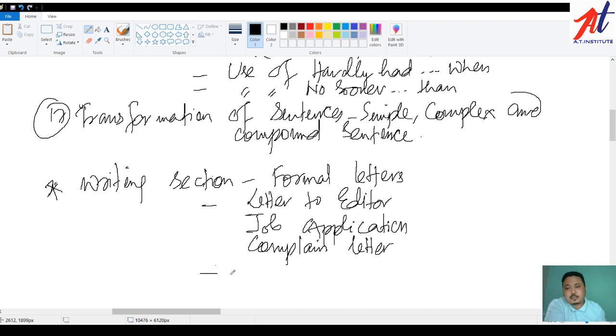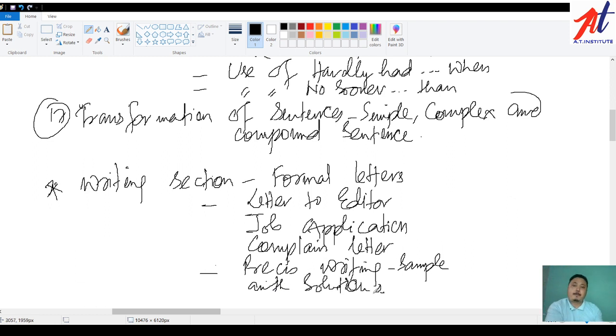One more thing that I'll be discussing would be precise writing. Precise writing, sample with solutions. So this I'll be discussing.